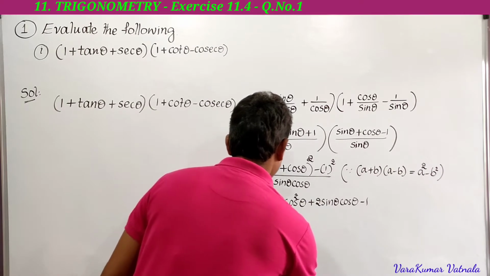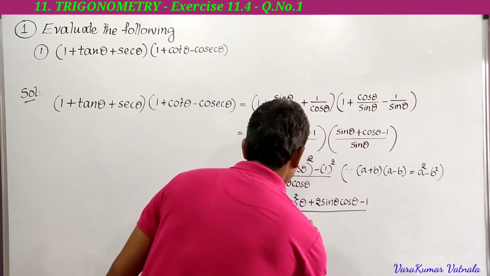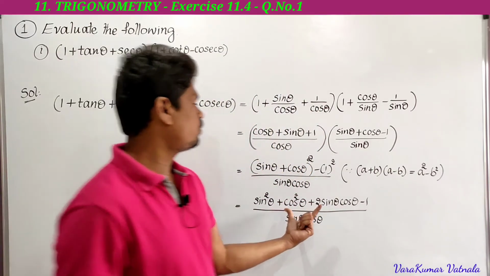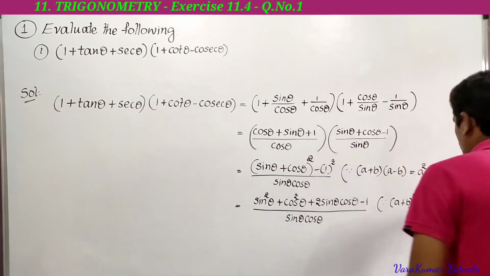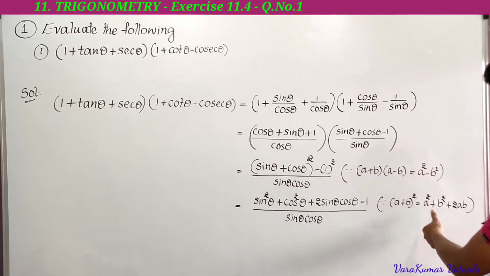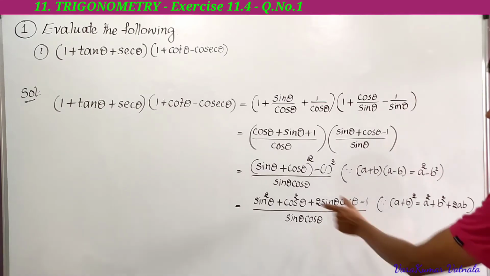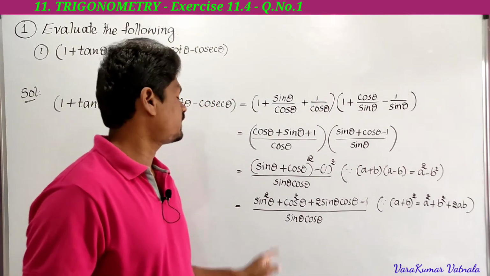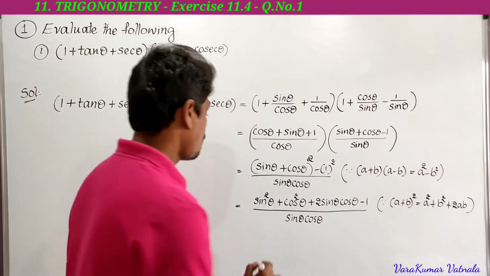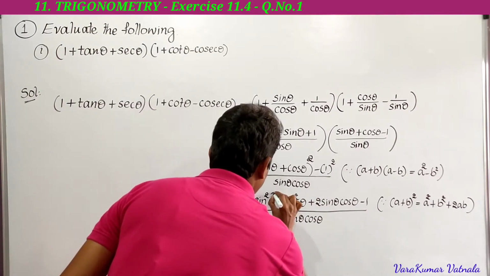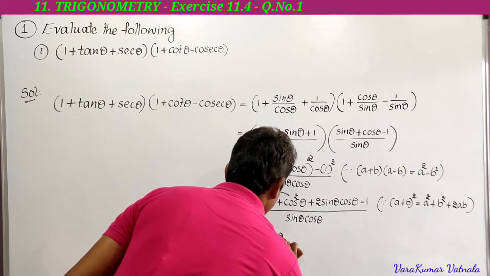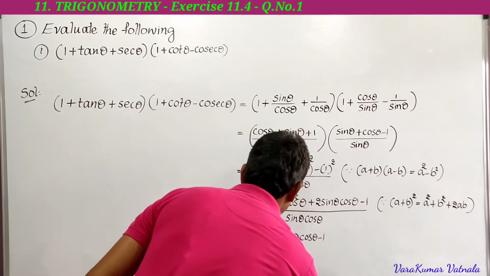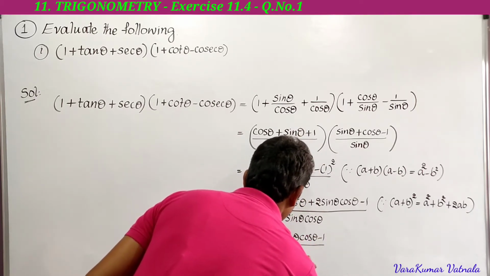Divided by, write this as usual, what is there in the denominator? Sin theta into cos theta. Here we have used the formula A plus B whole square equal to A square plus B square plus 2AB. Here A is sin theta, B is cos theta. Using the trigonometric identity sin square theta plus cos square theta equal to 1, I am writing here sin square theta plus cos square theta is 1, plus 2 sin theta into cos theta, minus 1 as usual, divided by sin theta into cos theta.